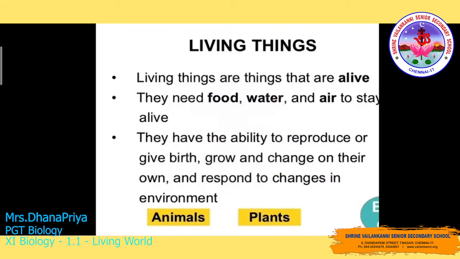Living things. So the living things are the things that are alive. Living things are biotic components, right? They need food, water, and air to stay alive. They have the ability to reproduce or give birth, grow, and change on their own and respond to changes in the environment. So the examples will be animal and plant.